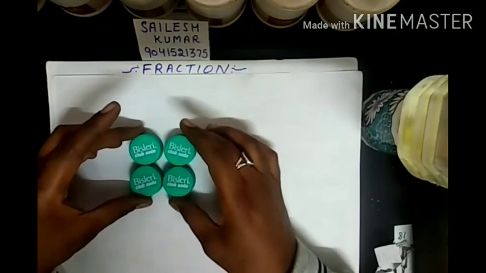Before going to the actual topic or the numerical problems, we will perform an activity so that we can get the knowledge of all the terms and the concepts in this topic. For that, I have taken 4 lids of a soft drink bottle. Those are Bisleri brand. Now I have arranged them on my paper.